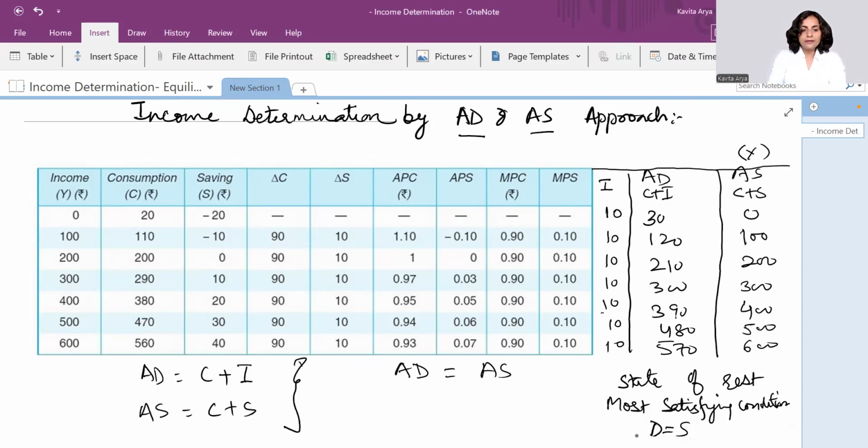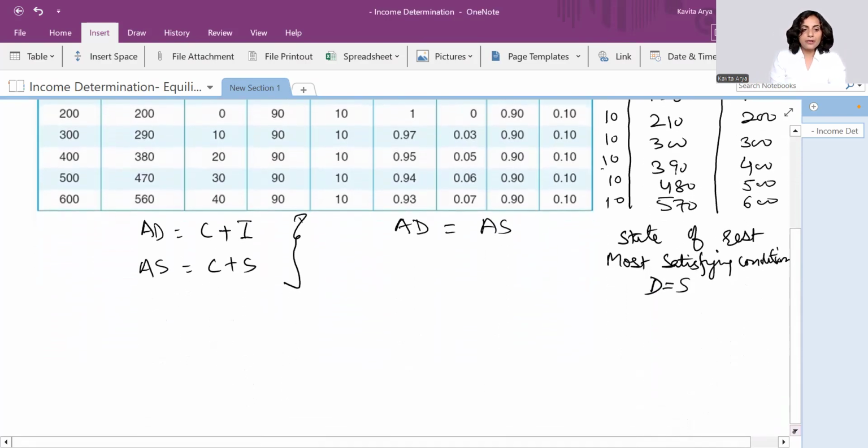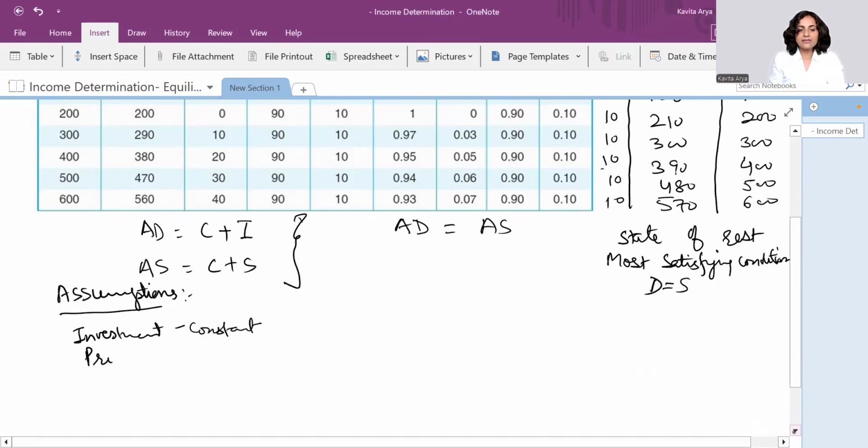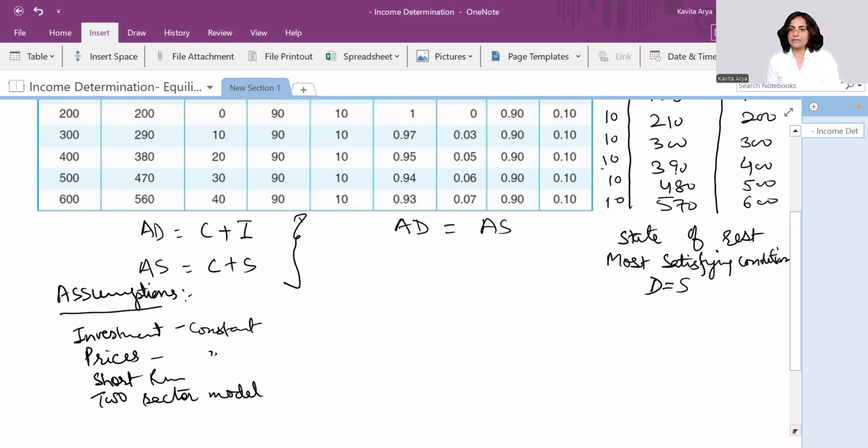Before moving any further, let's talk about some of its assumptions as well, because whenever we want to express any theory question, these points do matter. So here we have 3-4 assumptions. As we talked about the investment part, investment here is autonomous, so it remains constant. On a very similar note, prices also remain constant here, right? This is a short run concept. And the last assumption is that it is meant for the two-sector model. Here we are not having any intervention by the government or the rest of the world.